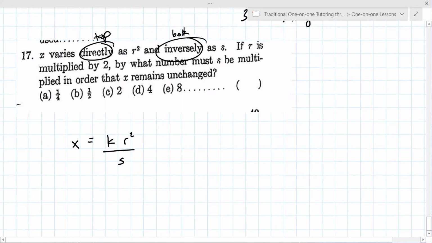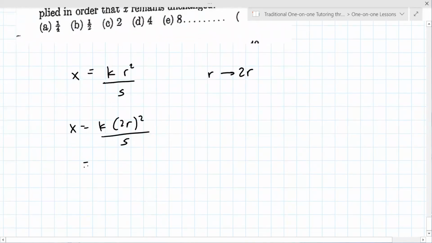It says if R is multiplied by 2, so they're basically saying R goes to 2R. That's what we did in previous problems. So let's put that in. X equals K times 2R squared over S. This becomes 4R squared, so it's 4K R squared over S.